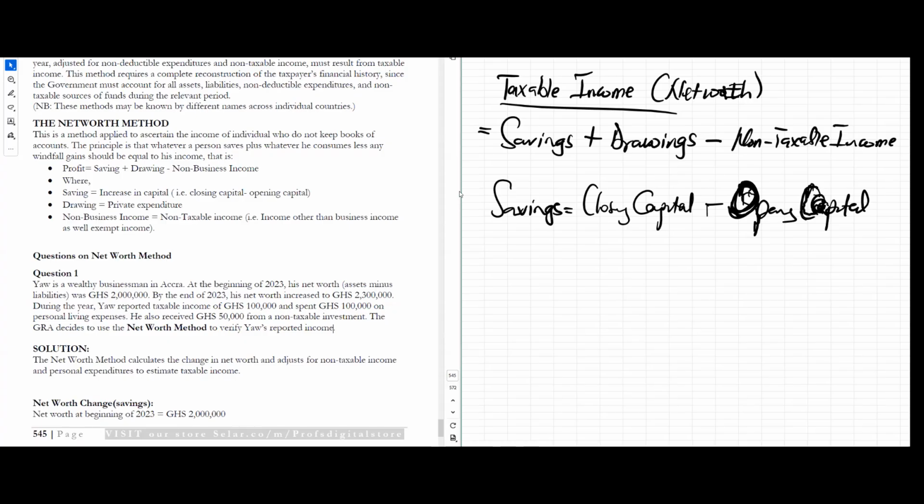Okay, so this is what we have. Now, let's look at it. At the beginning of the year, his net worth was how much in his account?